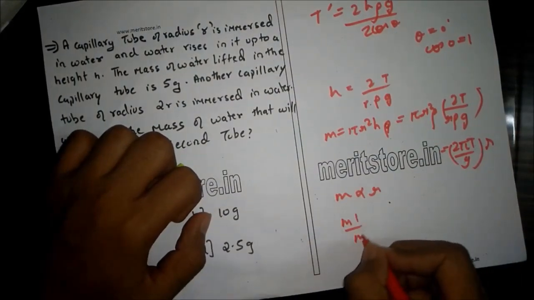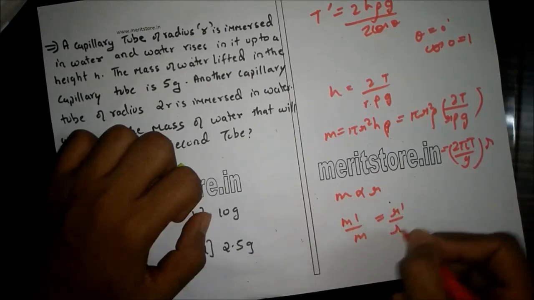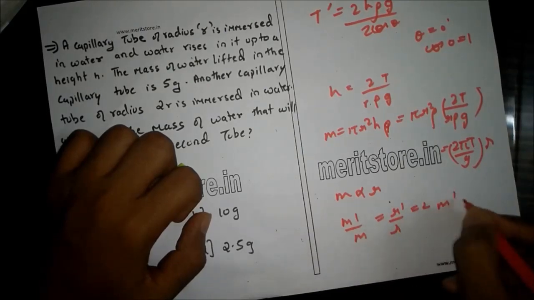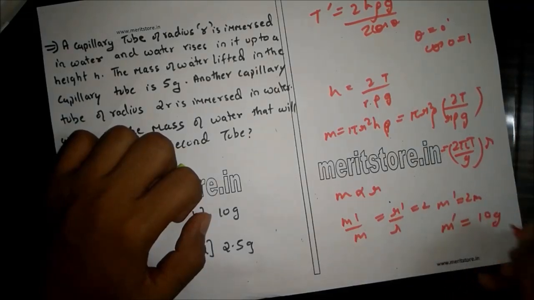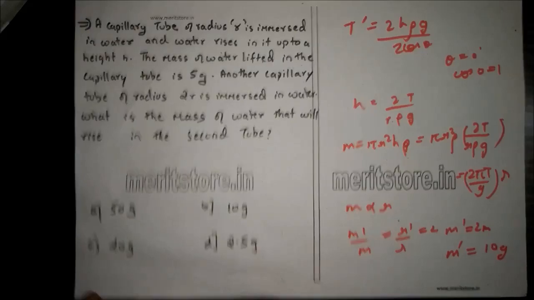Therefore, m dash upon m will be equal to R dash upon R, which is 2. Therefore, m dash is equal to 2m. Therefore, m dash is equal to 10 grams. Therefore, here the correct answer will be option B.